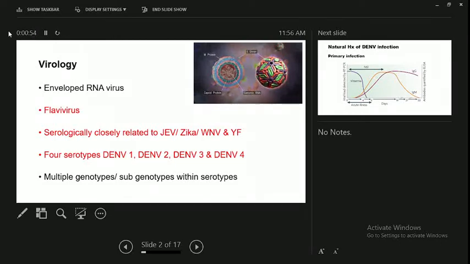The other thing is dengue has four serotypes, dengue 1 to 4. One serotype infection can cause lifelong immunity, but it can cause secondary dengue if the patient is infected with another serotype. So that is another diagnostic challenge.